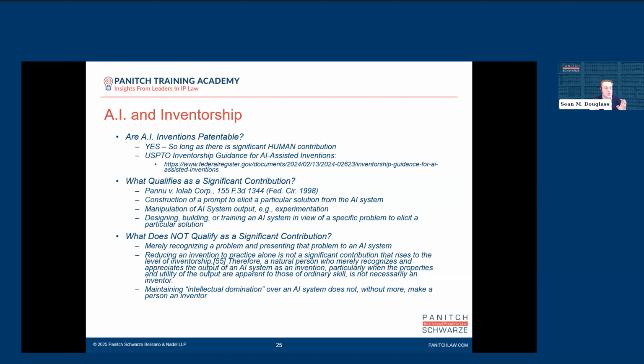So essentially, you can't come in and just give a generalized background at the beginning of a meeting, and then the other people in that meeting come up with a new idea, and then you get to call yourself an inventor. That would not fly under the Pannu factors.